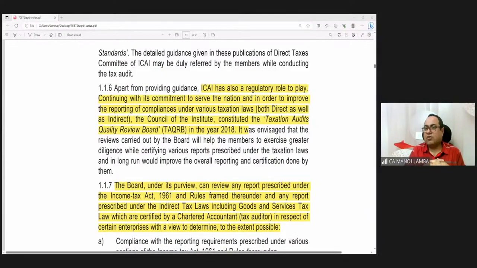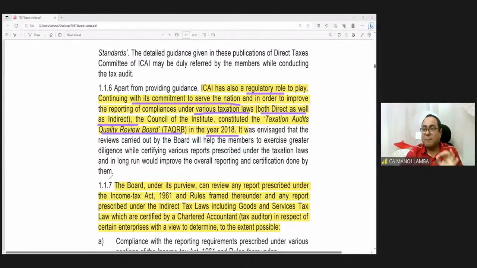ICAI, the Institute of Chartered Accountants of India, also has a regulatory role to play. Very important, my dear friends. Continuing with its commitment to serve the nation, because we are the partner in nation building, and in order to improve the reporting of compliance under the taxation laws, both direct as well as indirect, the Council of the Institute constituted the Taxation Audit Quality Review Board in the year 2018.